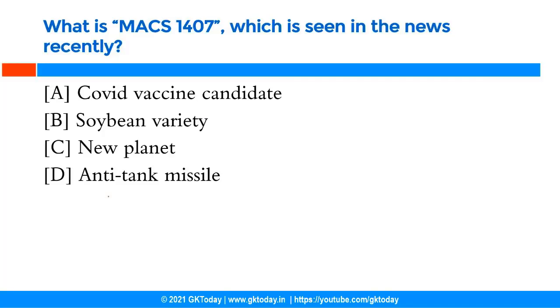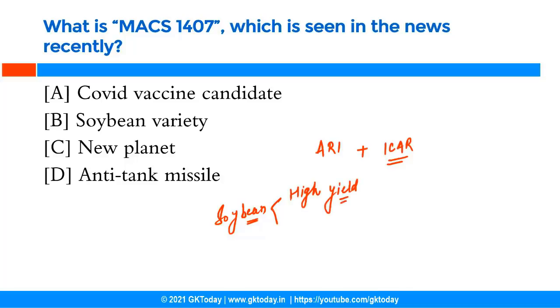So it is a variety of soybean. So why was it in news? Recently, scientists of Agarkar Research Institute and ICAR, that is Indian Council of Agricultural Research, have developed a new variety of soybean. This variety is special because it is a high yield variety. That means the production will be higher if this variety is used. Second thing is that it is pest resistant.